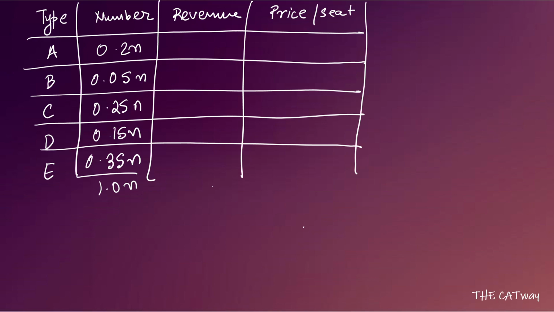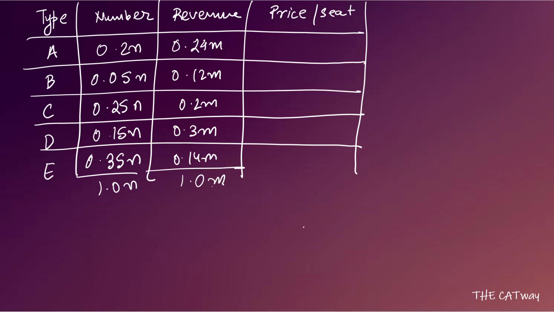Similarly, we took the revenue as M, so we can calculate the revenue for seat A. It is 24% of the total revenue. So we can say that the revenue generated by A is 0.24 M, by B is 0.12 M because it is 12%. It will be 0.2 M for C, it will be 0.3 M for D, and it will be 0.14 M for E. You can also add them up, they will also come out to be 1.0 M. Okay, so this is what we have.